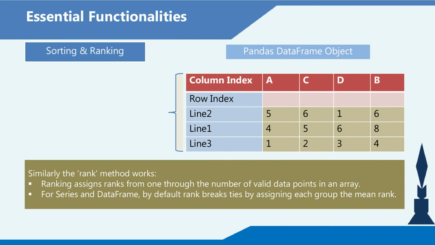Ranking assigns ranks from 1 through the number of valid data points in an array. The rank methods for series and data frames are the place to look. By default, rank breaks ties by assigning each group the mean rank. Ranks can also be assigned according to the order in which they are observed in the data using the method option.